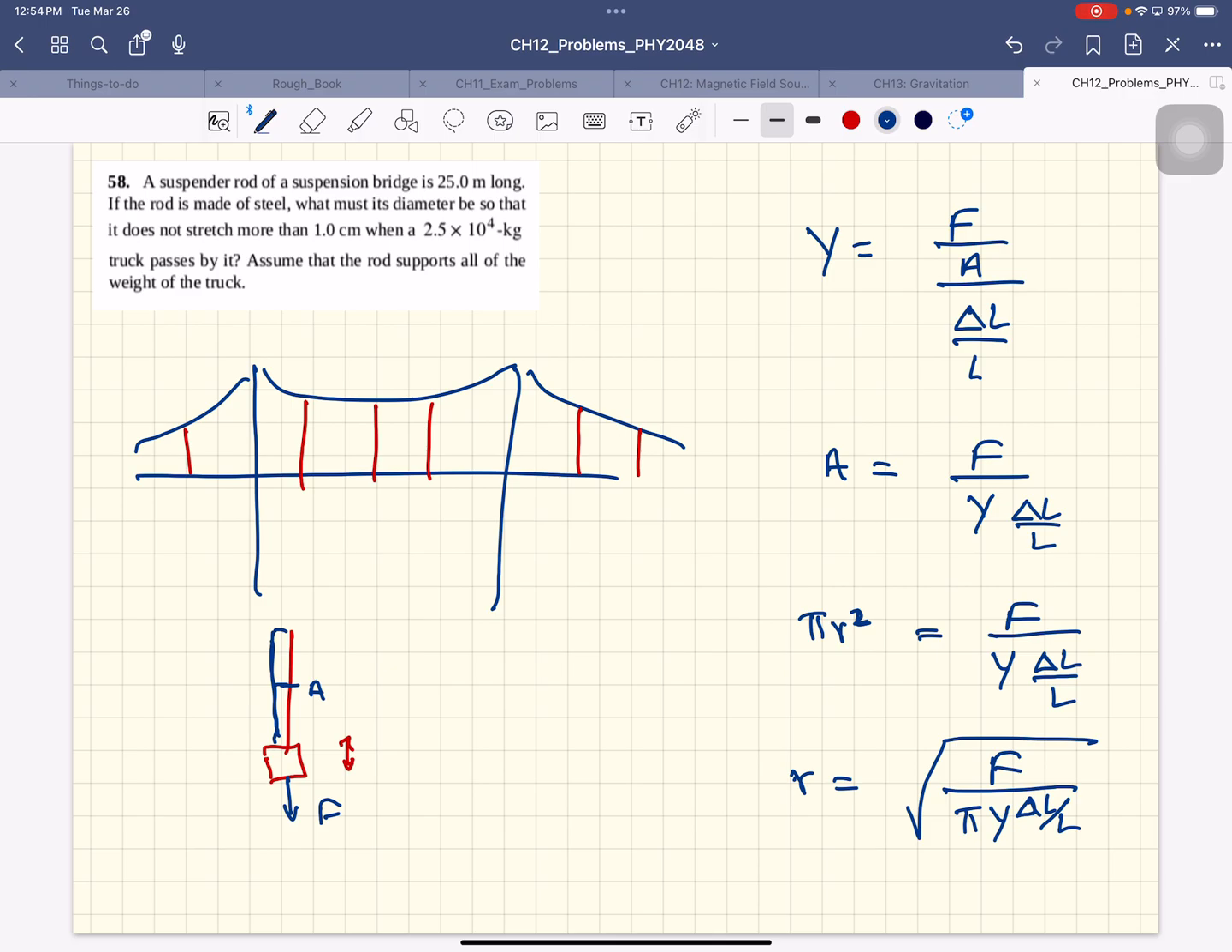Well, it's actually, those things are twisted steel cables.